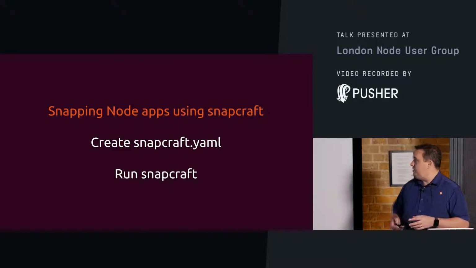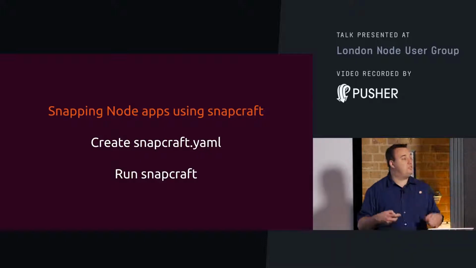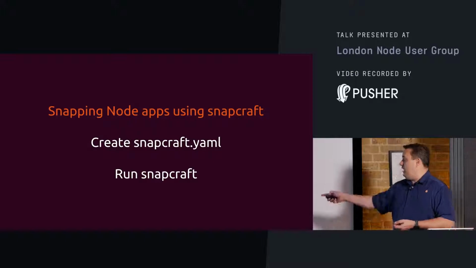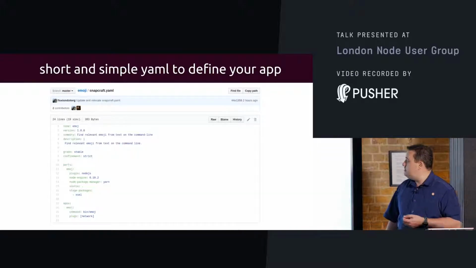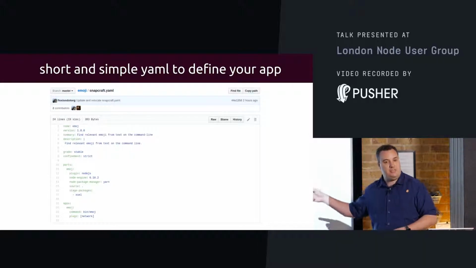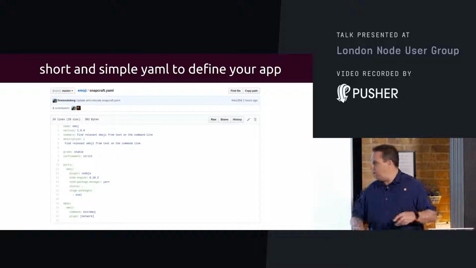So, snapping Node applications using Snapcraft. Snapcraft is our tool to create snaps. It requires a snapcraft.yaml, and once you've created one of those, you can just run Snapcraft. So this is what a YAML looks like. Now actually, I've made this more complicated than it needs to be in order to highlight a couple of points that are relevant to you guys using Node.